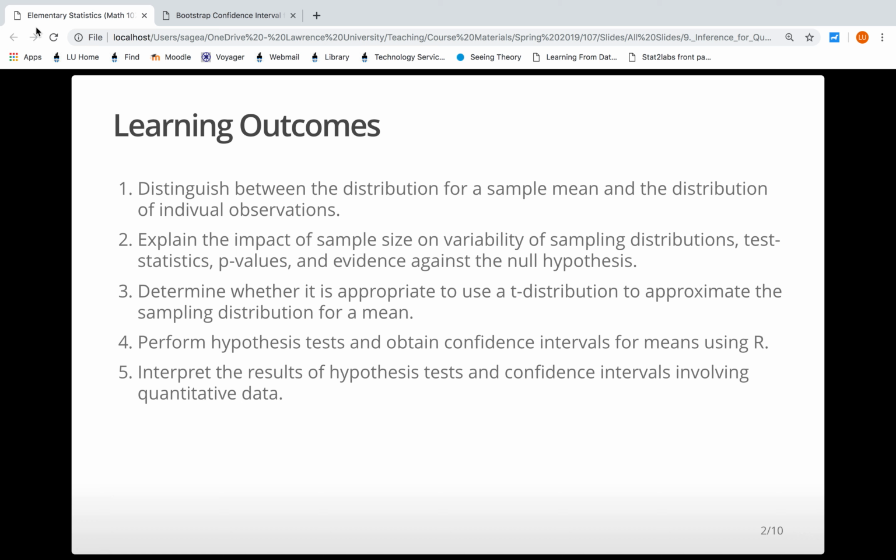We'll talk about how to distinguish between the distribution for a sample mean and the distribution for individual observations, how to explain the impact of sample size on variability of sampling distributions, test statistics, p-values, and evidence against the null hypothesis, how to determine whether it's appropriate to use a symmetric t-distribution to approximate the sample distribution for a mean, perform hypothesis tests and obtain confidence intervals for means using R, and interpret the results of hypothesis tests and confidence intervals involving quantitative data.